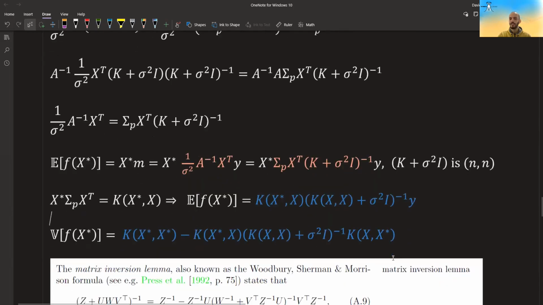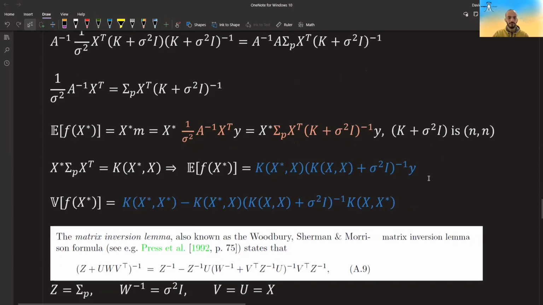So we see that we actually got the same form as we had before for the mean. Only now, the matrix that we have to invert, this thing over here, is only n by n. It's not p by p. And again, if p is infinite, then we cannot invert an infinite matrix. But if we transform it into this form, it's just n by n, and this we can already invert.